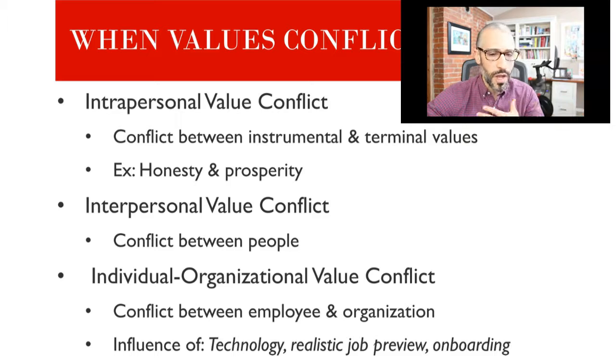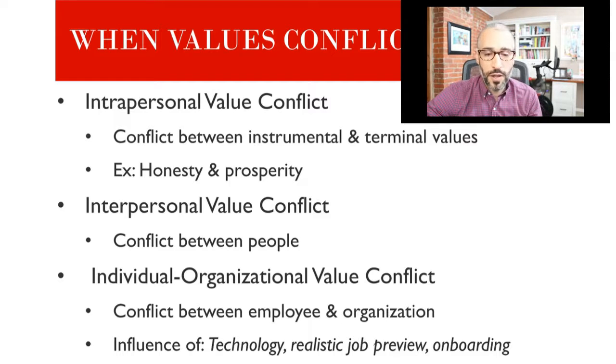So perhaps I have a strong value for honesty. I do not want to lie. I always want to do the right thing and be transparent with people. But perhaps I also really value prosperity. Well, what happens when you get into that situation where you could leave out some details because you don't want to turn a potential prospect off, which is going to help you be prosperous, right? You can picture this happening all over the place. So that's a great example of value conflict.